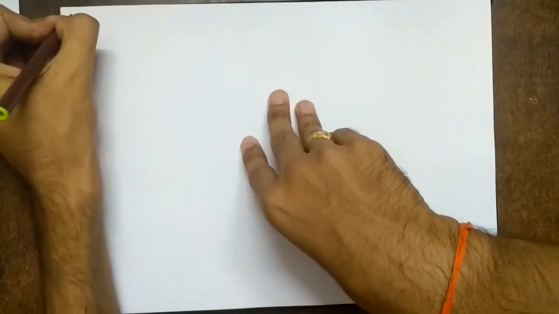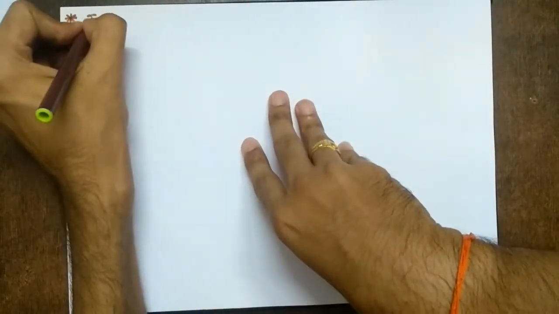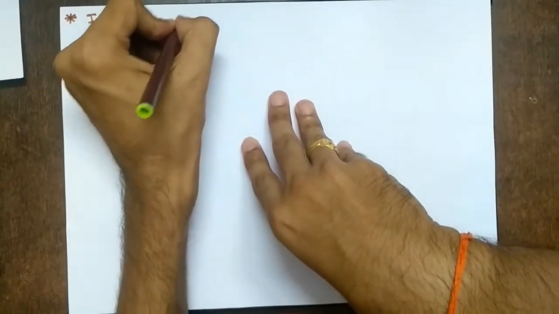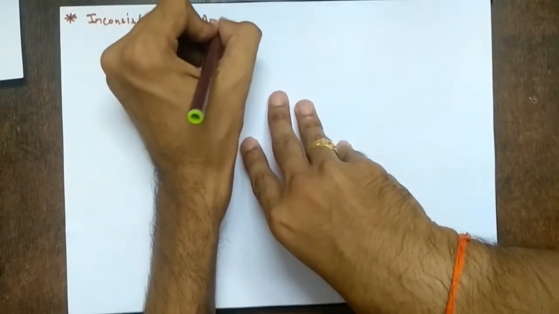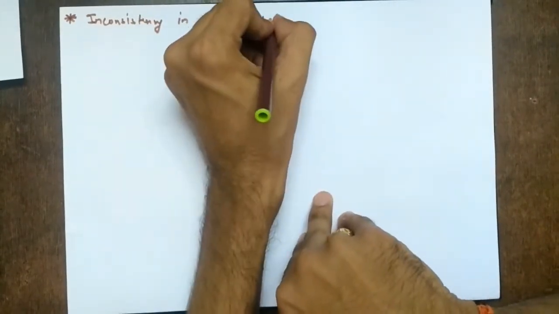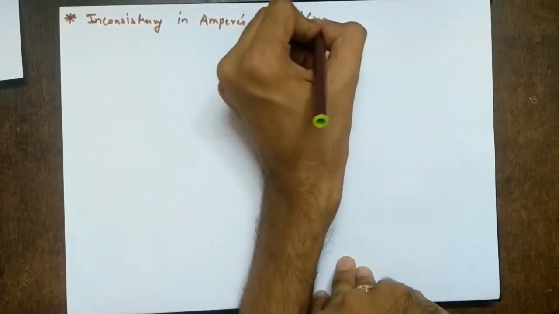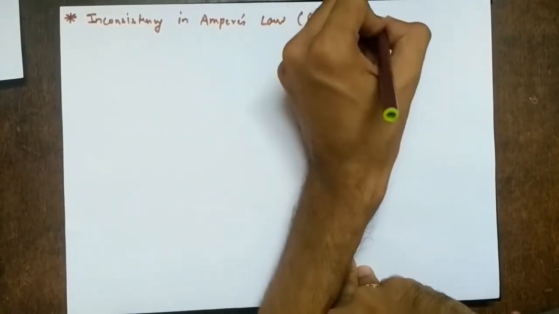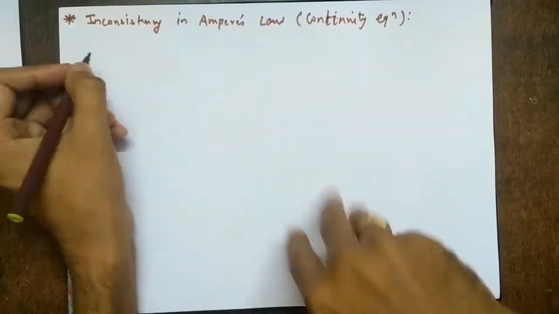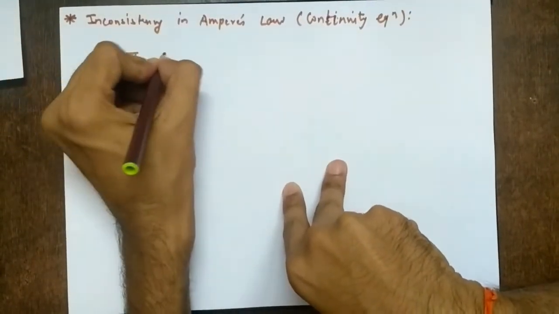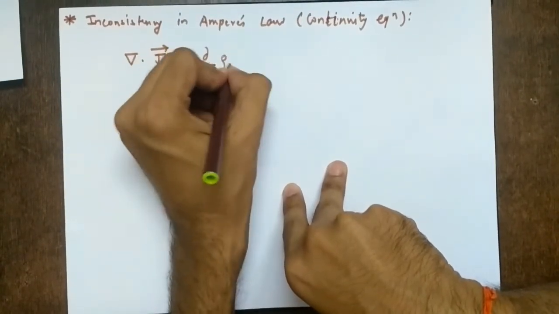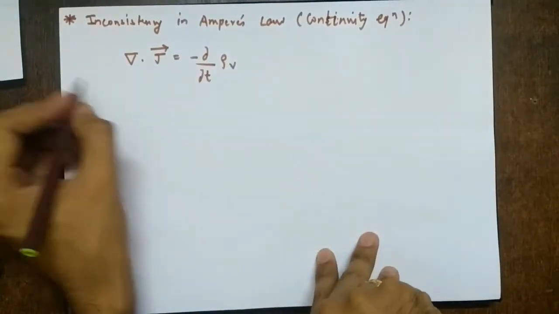Then we went to the next topic, which was the continuity equation. It can also be termed as inconsistency in Ampere's law. Why that is, we'll see in some time. And that inconsistency leads to nothing but the continuity equation. We have already derived it. It is del dot J vector equal to minus partial derivative with respect to t of rho v. And how did we arrive at this equation?